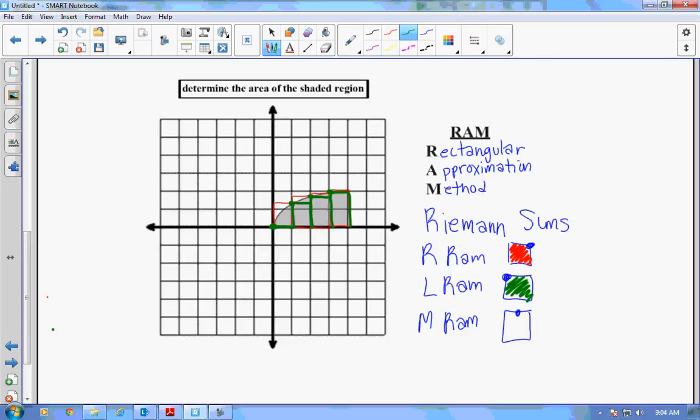Okay, find a third color. I'm wondering if yellow will show up. We will see. If it doesn't work, I'll pick a different color. Midpoint. Well, 0 to 1 is my width of the rectangle. Where's the midpoint? At a half. So I'm going to come up here to a half. There's my first rectangle. And then 1.5, I come up until I touch the curve at 1.5. And then square off my rectangle.